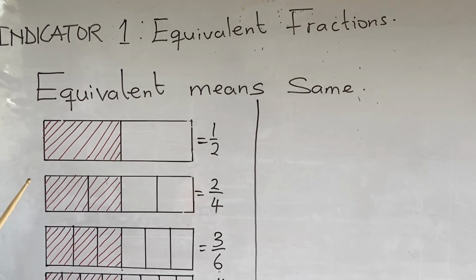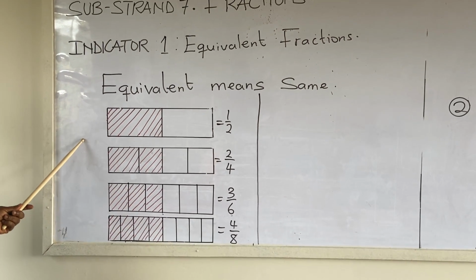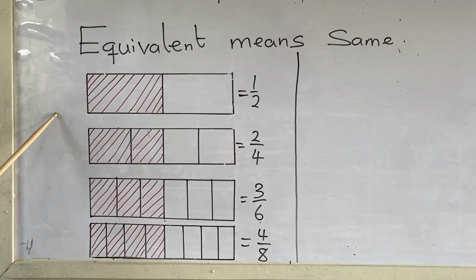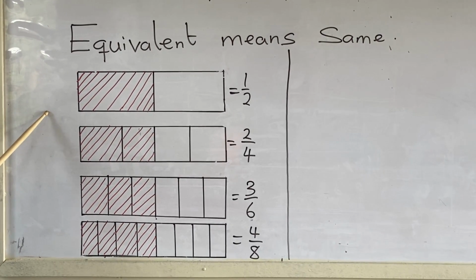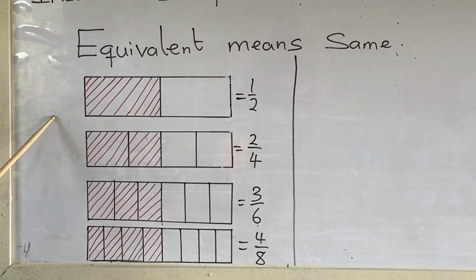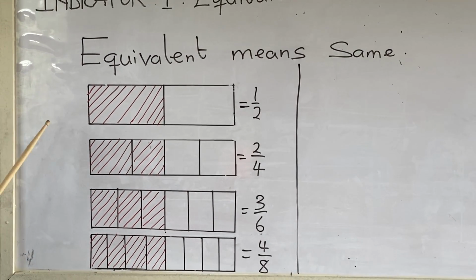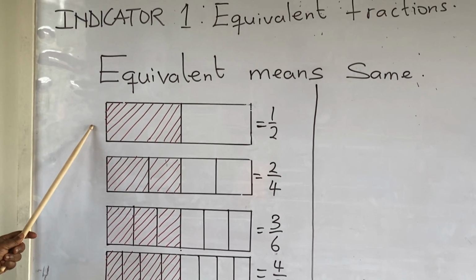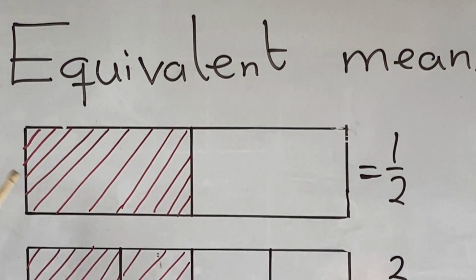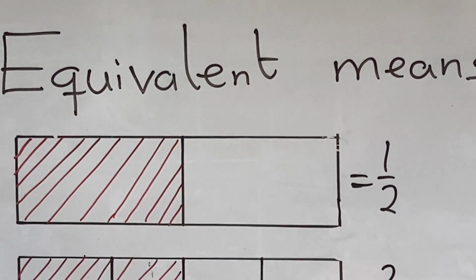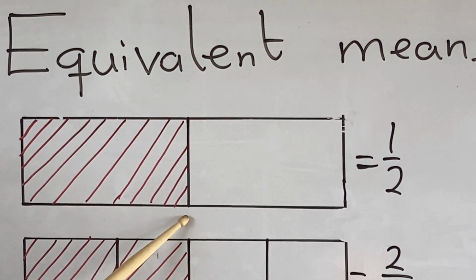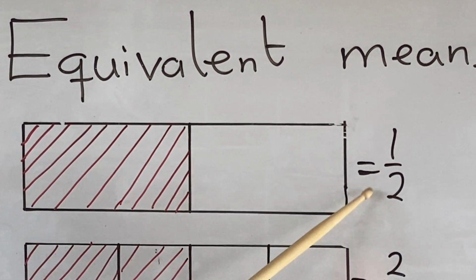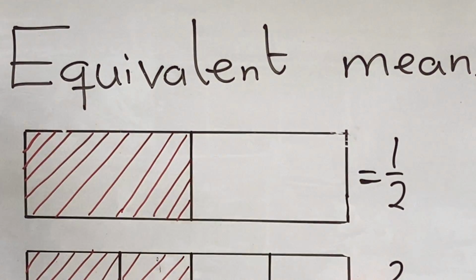Now, let's look at this pictorial representation. Why we say some fractions are equivalent, but they have different form. Let's look at these shapes critically. The first rectangle has been partitioned equally into two parts, and one side is shaded, which is equal to 1/2.